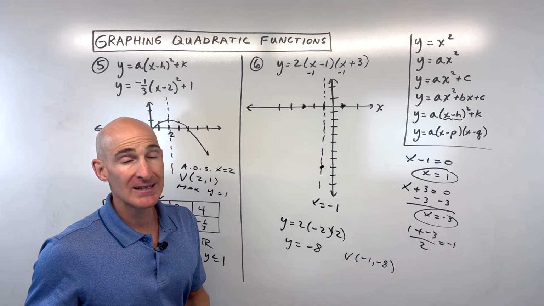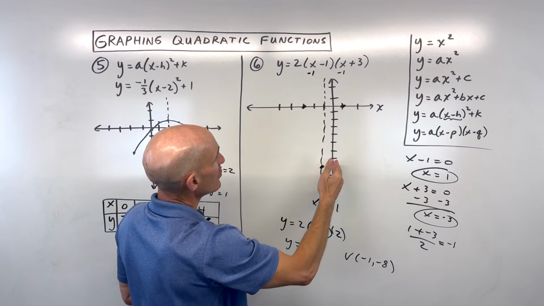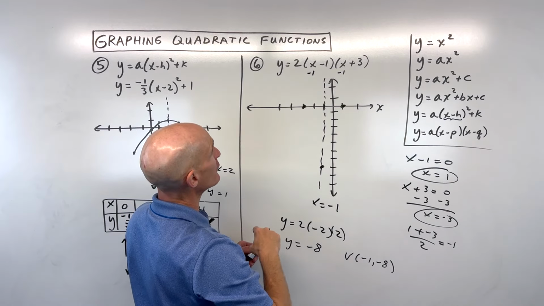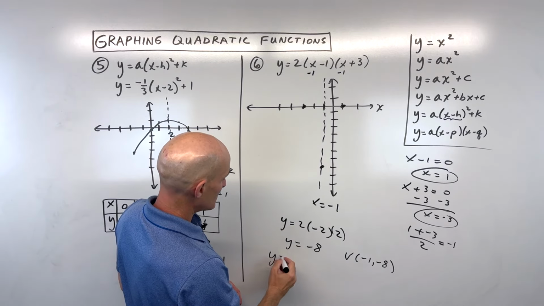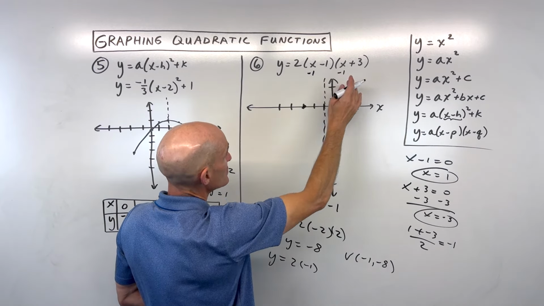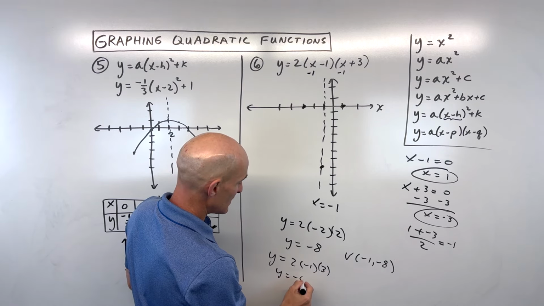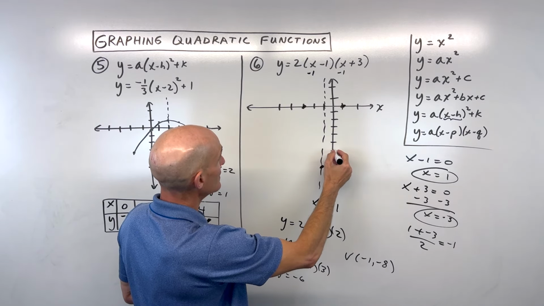Now, if you want to plot additional points, you can. A key point might be this y-intercept right here, where it crosses the y-axis. You could put 0 in for x. That would come out to, let's see, 0 minus 1 is negative 1. 0 plus 3 is positive 3. Negative 2 times 3 is negative 6. That would be, let's see, right here.